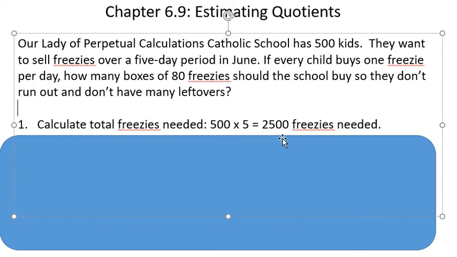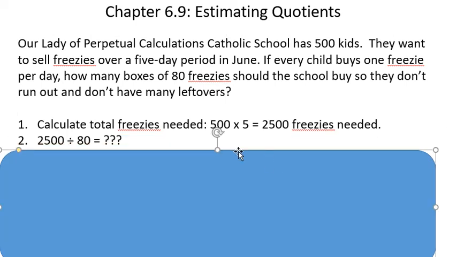However, the boxes come in box sizes of 80. So how many boxes of 80 do you need? You could solve this using a T-chart. You could say one box is 80 freezies, two boxes, 160 freezies, three boxes, 240 freezies. But that's going to take a long time, even though it will work. So you're welcome to do that. But let's see if we can find a somewhat faster way of doing it.